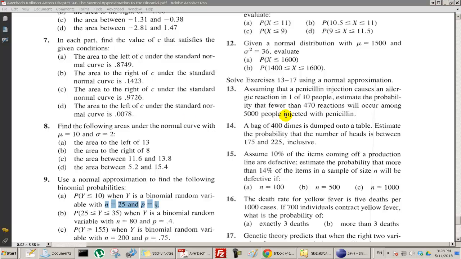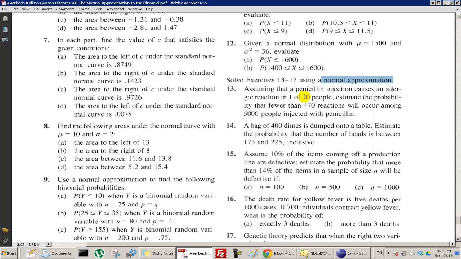So we want to work with the number 470. That is, the x is 470. Okay, so we're going to use a normal approximation to do this. This is a binomial situation, but we're going to use a normal approximation. So p is equal to 1/10. It's 1 out of 10 people will get the reaction.